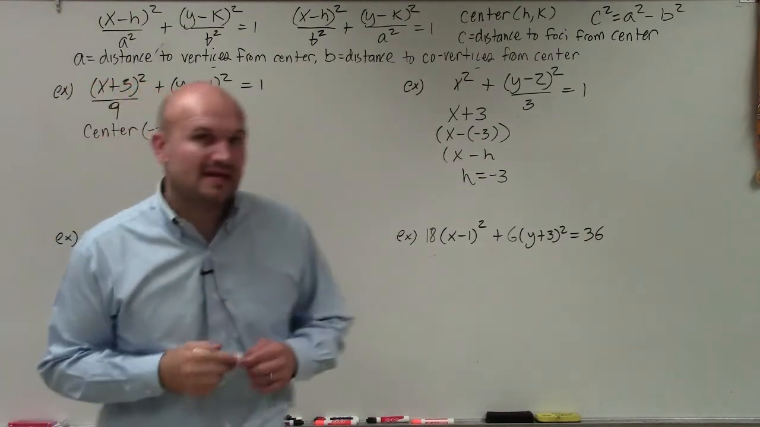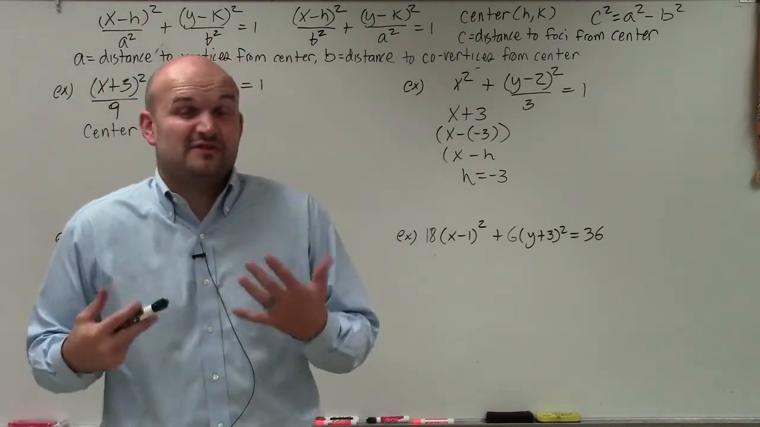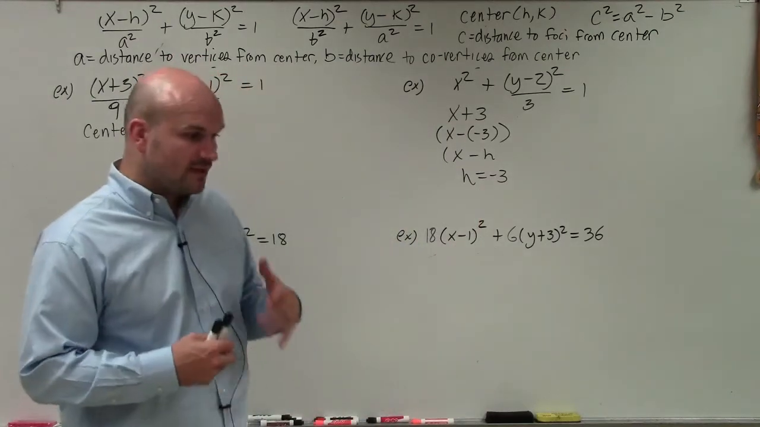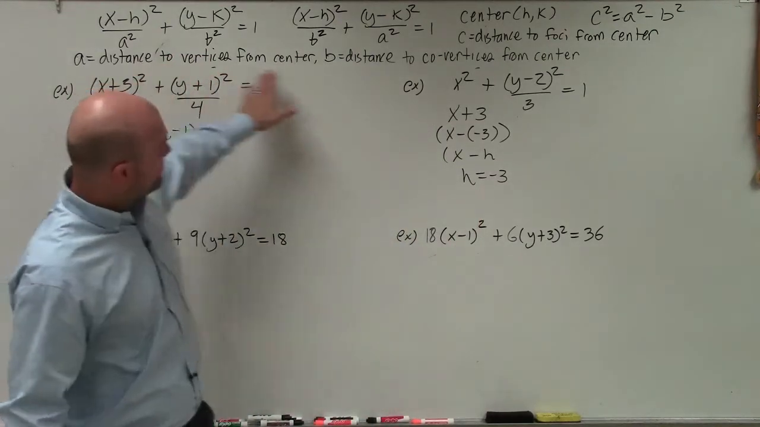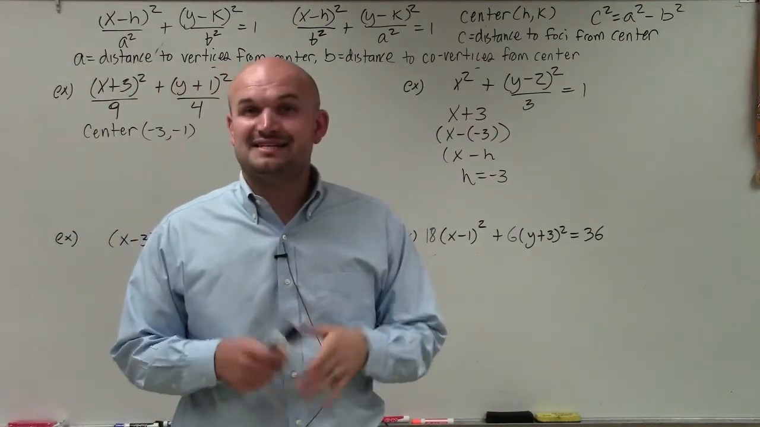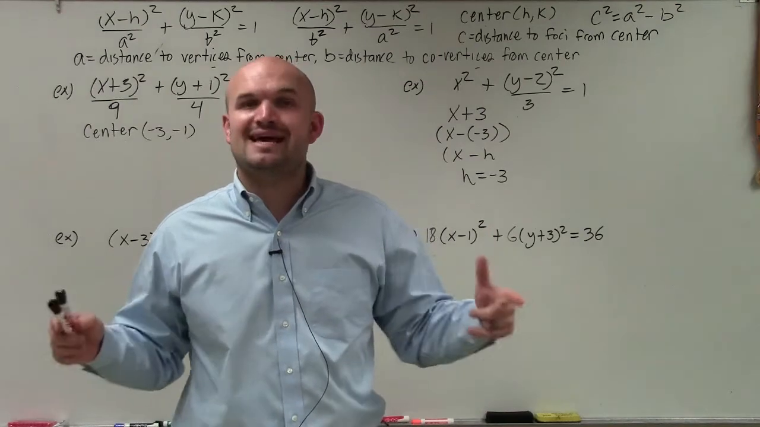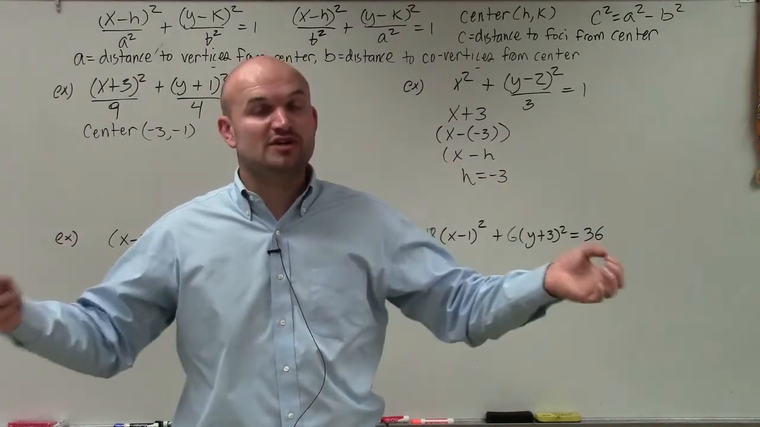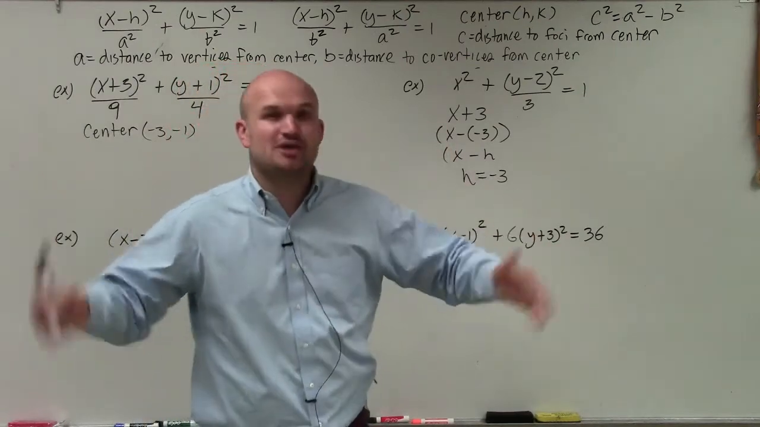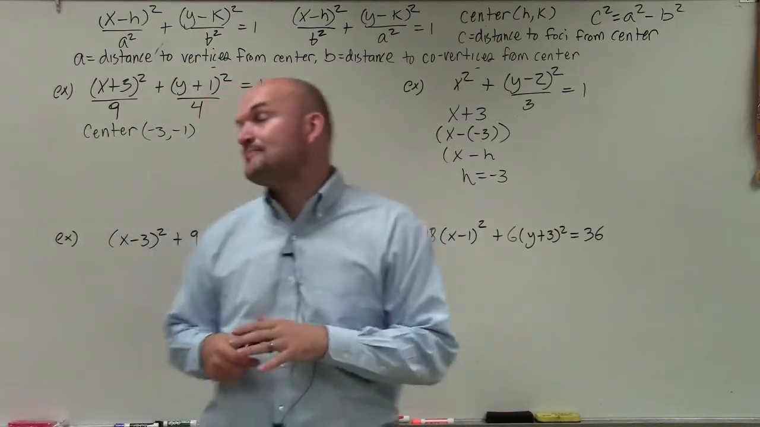OK, so once we knock out the center, the next thing we want to do is figure out our a, b, and c. Remember what a represents, b represents, and c represents. Remember, a is the distance from the center to your vertices, which are the endpoints of your major axis. Remember, the major axis is always larger than your minor axis.